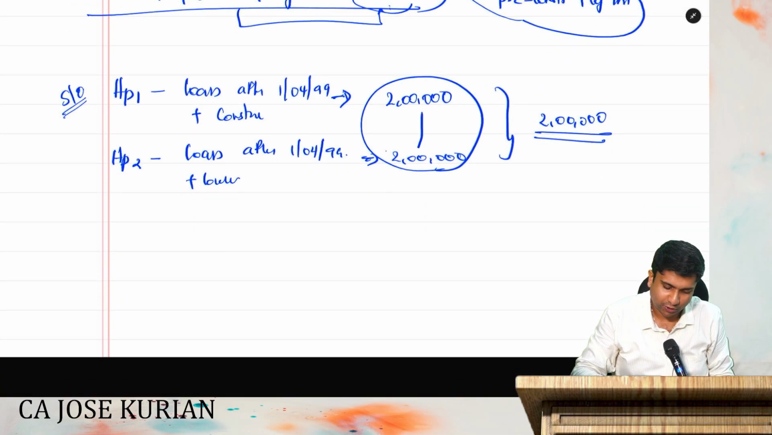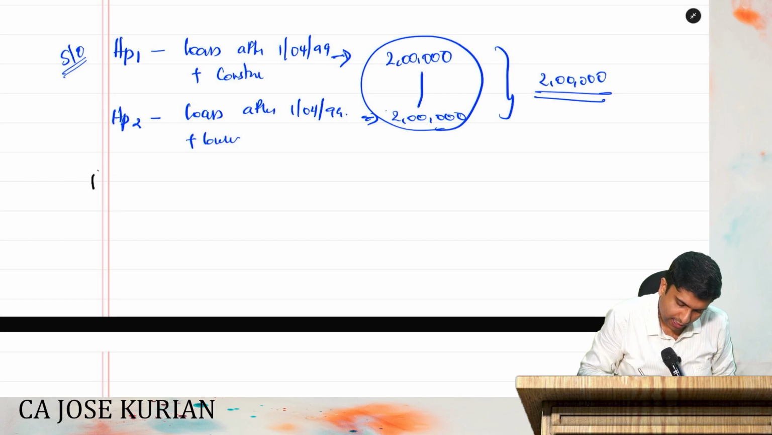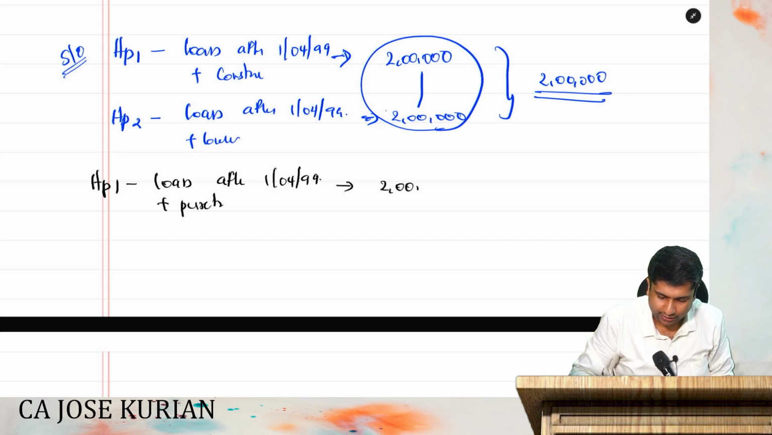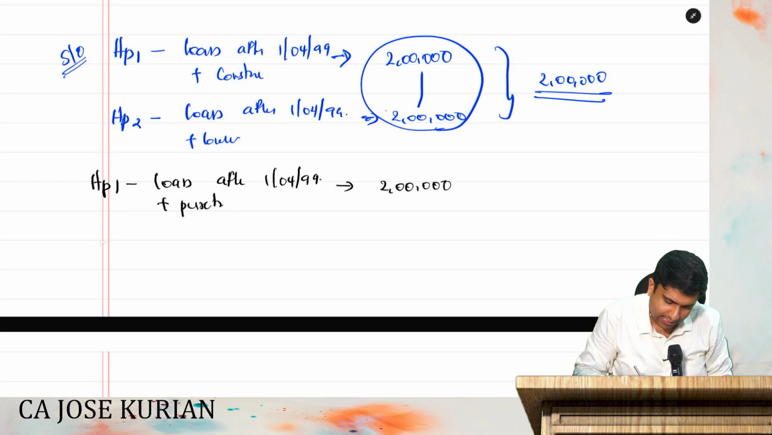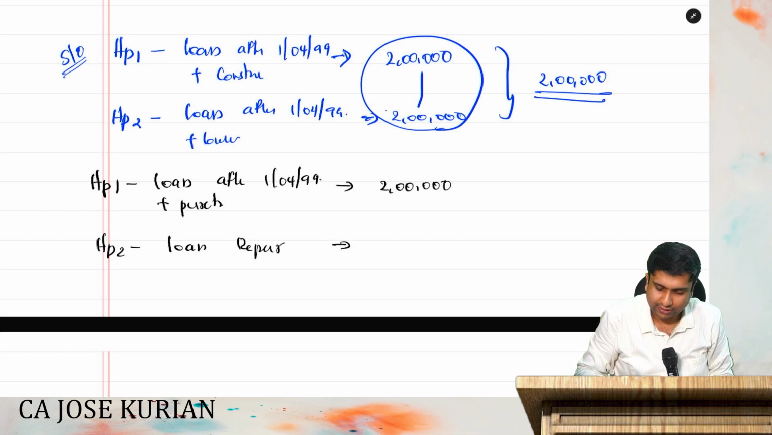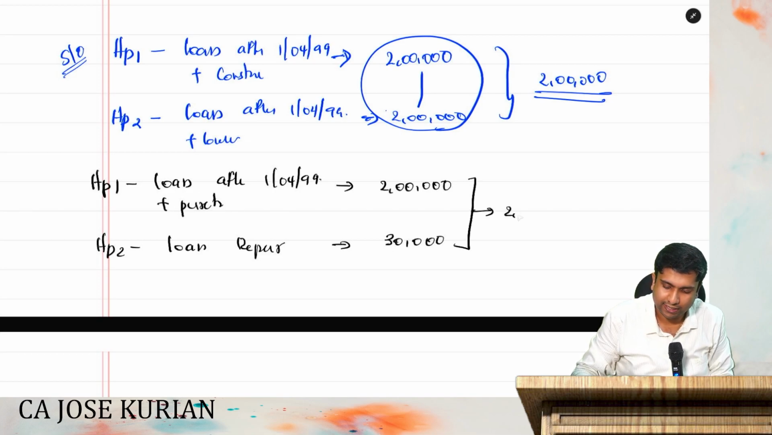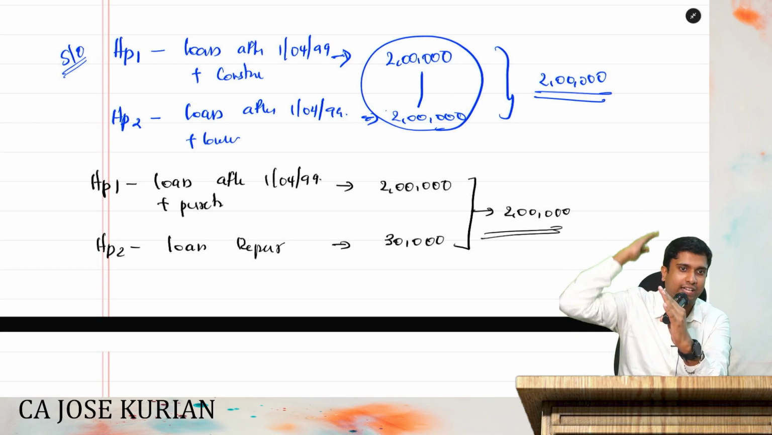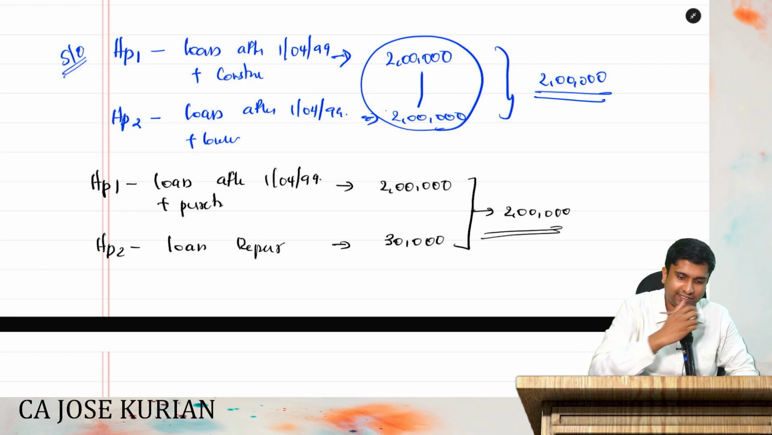Now listen, there is one more possibility. Say I have house property 1, loan taken after 1st April 1999 for purchase. The interest is 2 lakh. The maximum limit of interest for that particular property is 2 lakh. I have house property 2, for which I have taken a loan for repair. Then the maximum deduction for that property is 30,000. Yes or no? Adding both together, the maximum interest is 2 lakh. I cannot claim 2 lakh plus 30,000. The maximum is the higher 2 lakh limit. Are you with me?